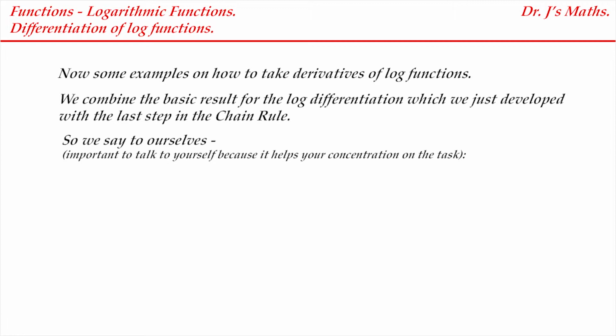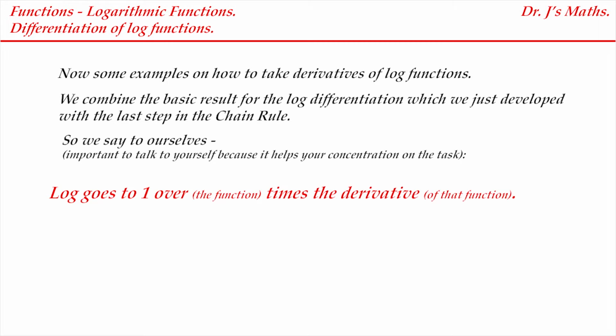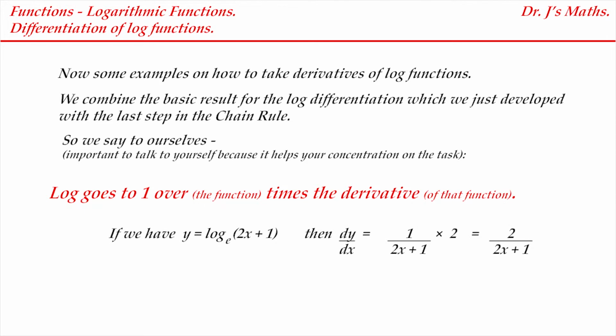So I want you to say from this point on that the log function goes to 1 over the function times the derivative. So if we have y is equal to log (2x plus 1) to the base e, then dy/dx is going to be 1 over the function, which is 1 over 2x plus 1, times the derivative of 2x plus 1, which is 2. So we can put those two terms together and we have 2 over 2x plus 1.